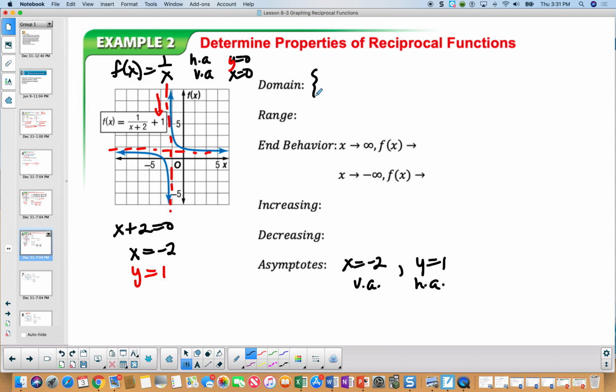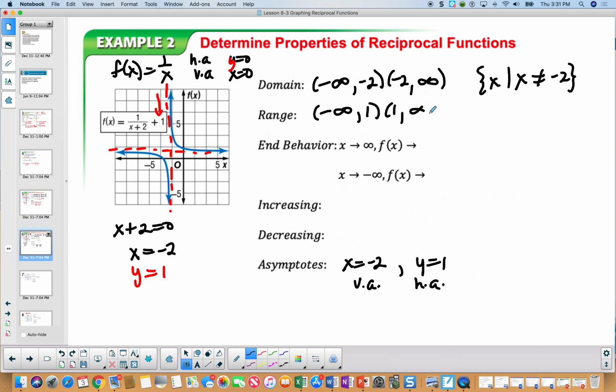Our domain, remember, x cannot equal -2, so I want to go from -infinity to -2 and -2 to infinity. Set builder notation, x such that x cannot equal -2. Our range, remember that our range is from -infinity, but we're not allowed to have 1, to infinity. And our set builder notation will be y such that y cannot equal 1. So either you name all of the things that can happen, or set builder notation just says what it can't be.